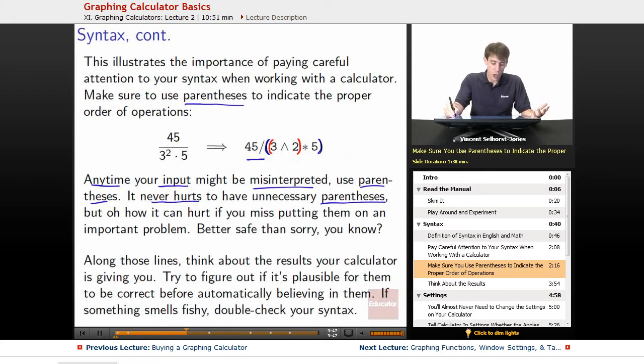So along those lines, think about the results your calculator is giving you. You don't want to just blindly assume, because my calculator told me, it's got to be right.